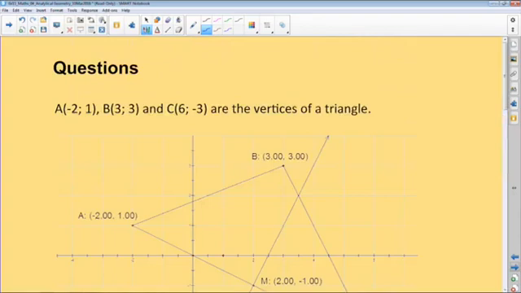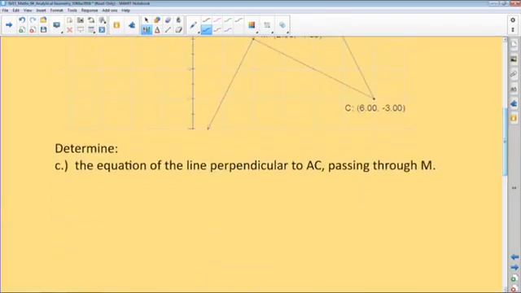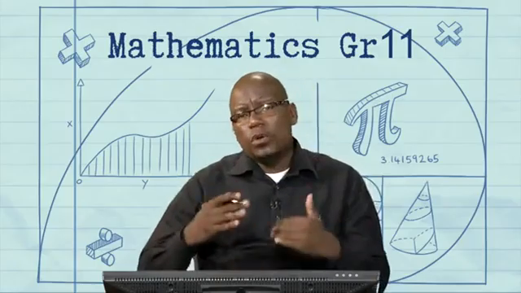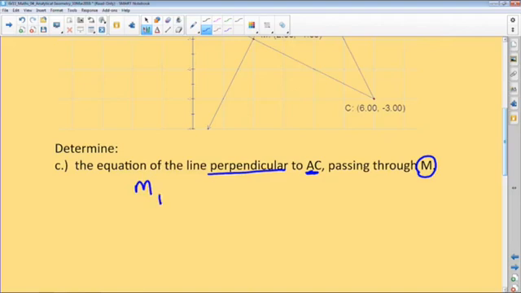I hope you guys are still fine, right? And then now you need to determine the equation of a line perpendicular to AC passing through M, all right? Now, this is key. Perpendicular to AC, right? Now, we just go back a bit. What did we say about perpendicular lines? So the gradient of the first line times the gradient of the second line equals minus 1. Okay, let's go. Gradient of the first line times gradient of the second line equals minus 1.